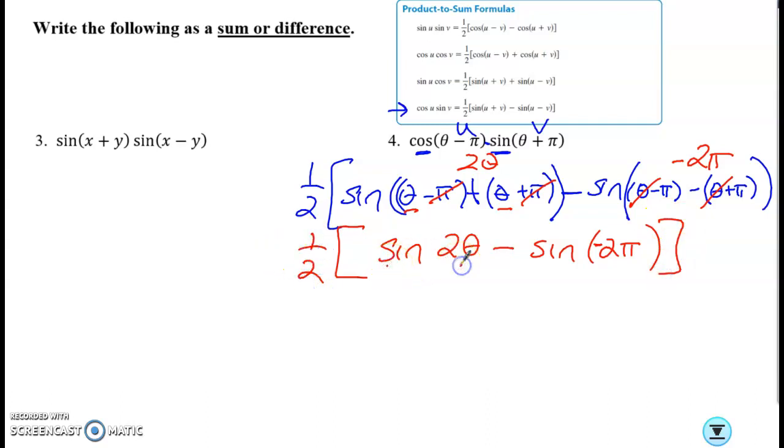All right, the sine of 2 theta we can't do anything with. But we know that the sine of a negative is really equal to negative sine of 2 pi.